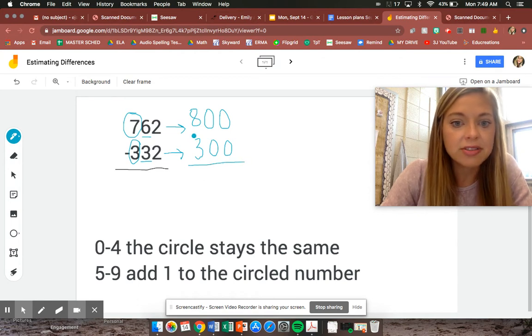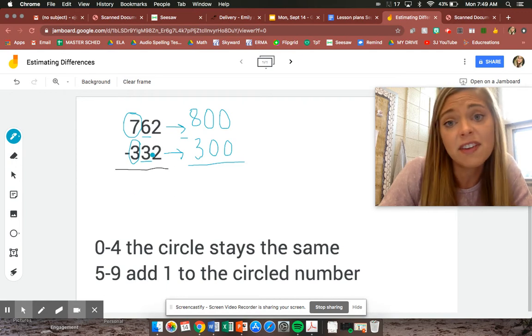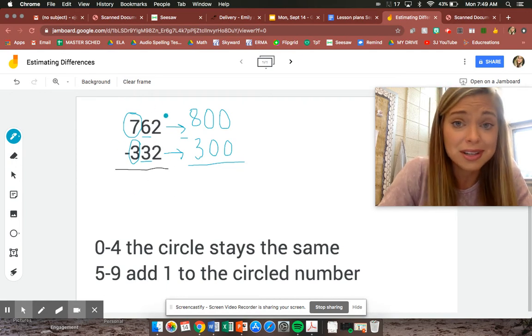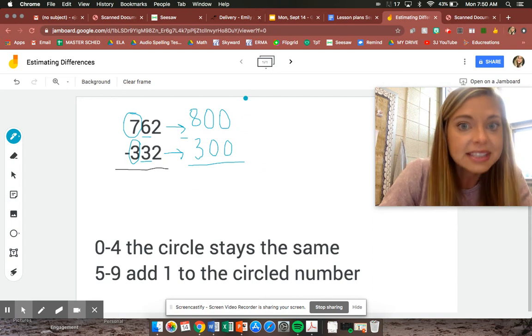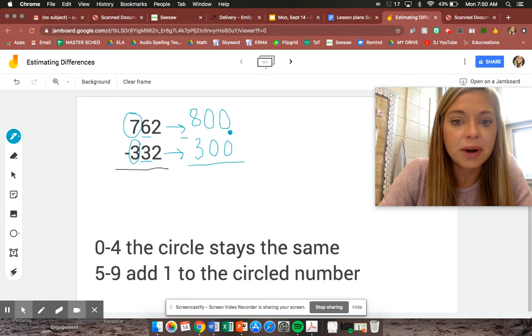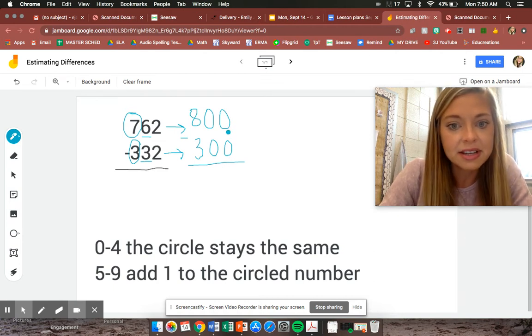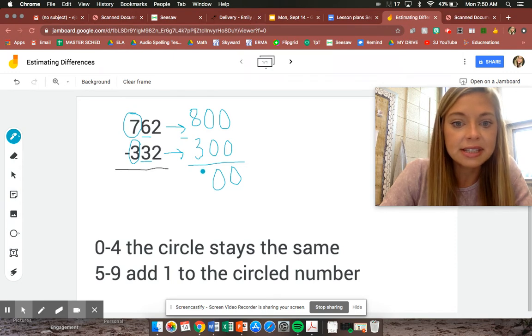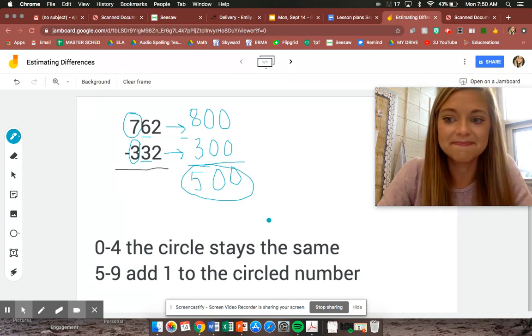So now I have to do 800 minus 300 to estimate what this answer would really be if I was going to do it, which we're not even going to actually do this one. We're just going to estimate here by using our rounded numbers. So 800 minus 300, well, we always start in the ones place. 0 minus 0 is 0. 0 minus 0 in the tens place is another 0. And 8 minus 3 is 5. So 500 is your answer for problem number 2.